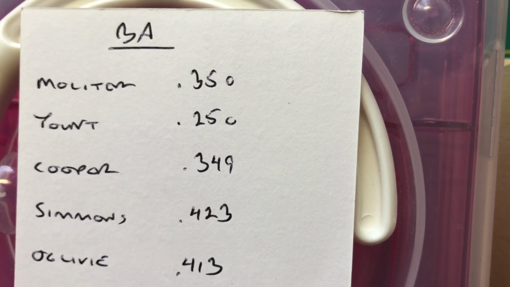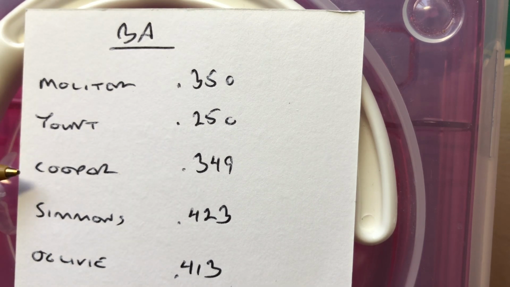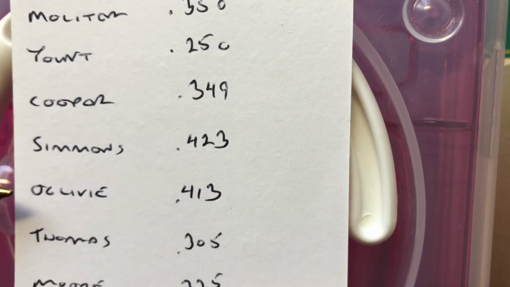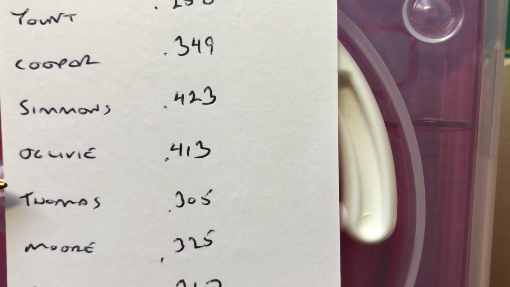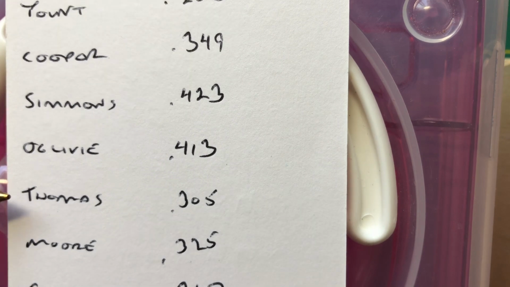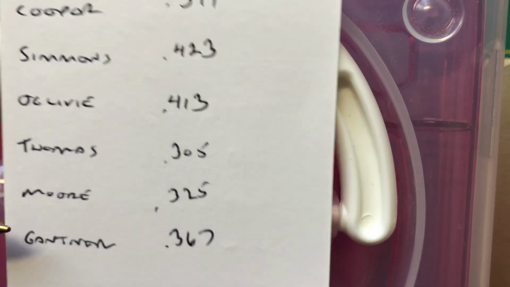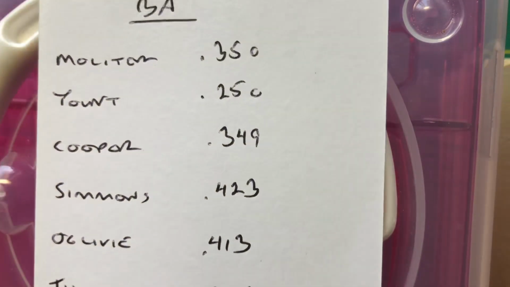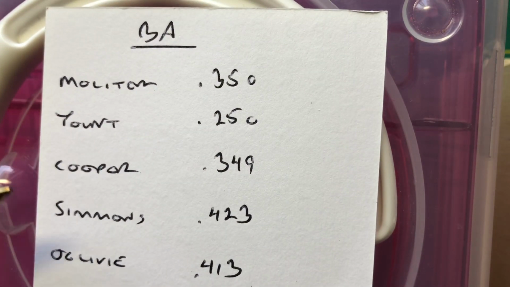Molitor's hitting .350. Yount is the one regular who's not hitting well yet. Cooper's way up there at .349. Simmons at .423. Ogilvy at .413. Even Thomas is at .305. Moore's at .325 and Gantner's at .367. So you can bet that this is going to translate into a lot of runs scored. And sure enough, it has.